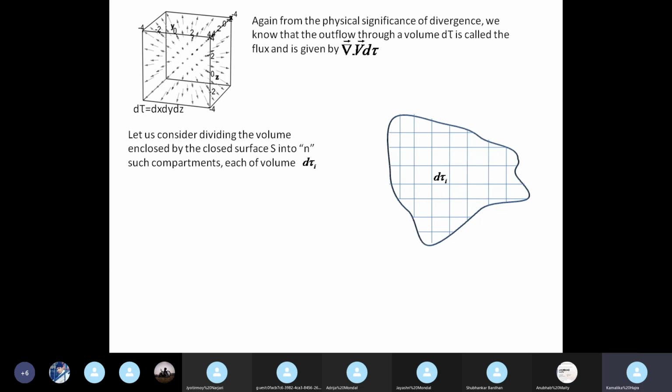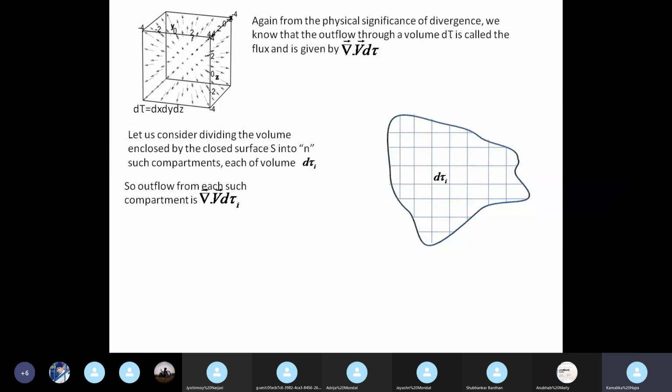Pick up any such cell. Okay, the only imagination that you have to do over here is that here I have only been able to draw a two-dimensional picture. I don't yet know how to draw a three-dimensional picture. So you have to imagine that this is a three-dimensional object with the volumes d tau i. These are not just flat squares, these are actually cubes, cubical cells. Okay.